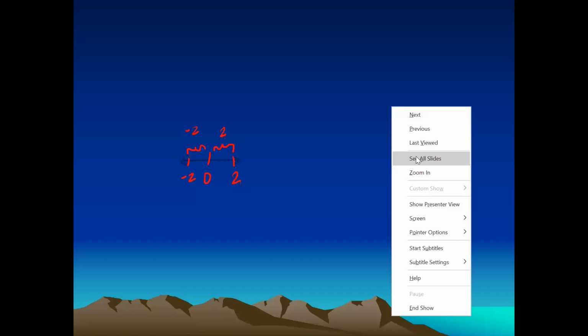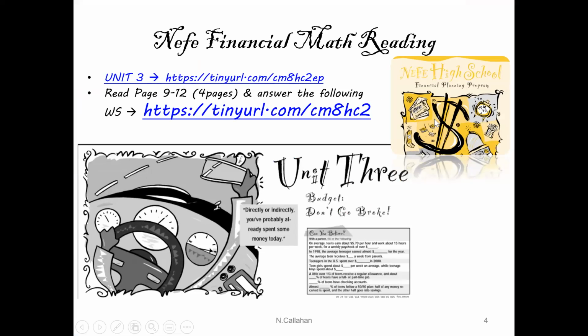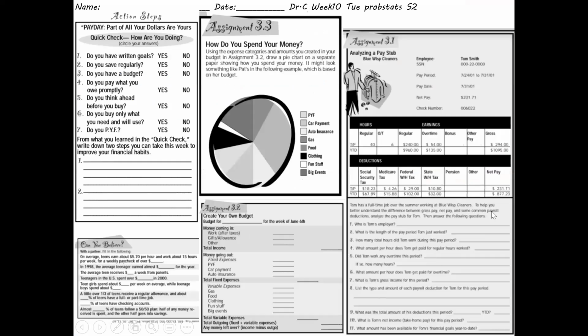And here we go. First thing I want you guys to do: remember I told you to save this link for your page for NEFE. You can go and type this one in: tinyurl.com/CM8HC2. You're going to be focusing on chapter 3 or unit 3, which is on budget, Don't Go Broke. It is on pages 9, 10, 11, 12, so 4 different pages. And then you're going to answer the following.